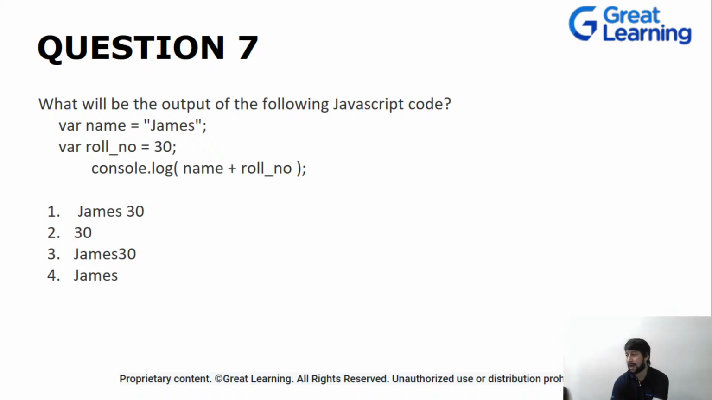You have var name, and inside that you have defined the string James, and then you have the roll number over here, which is 30, and then you're trying to print this name and roll number. What will be the output, guys?